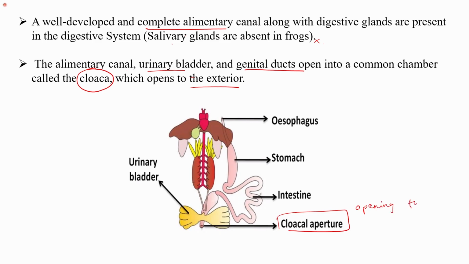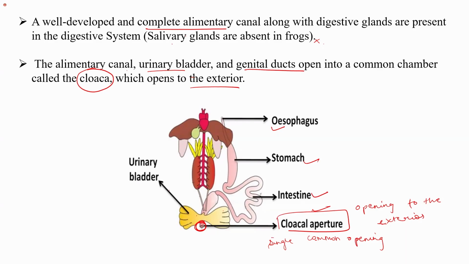They have a well-developed alimentary canal. They have an esophagus, stomach, and intestine, which finally opens through the cloacal aperture. The urinary bladder also opens through the cloacal aperture, and the genital ducts also open into it. So this is a single common opening, right? This common chamber called the cloaca opens into the exterior.